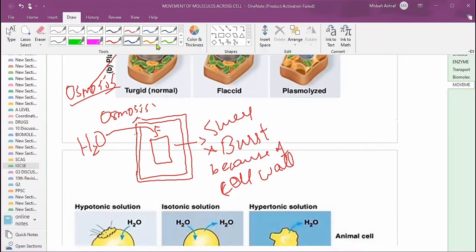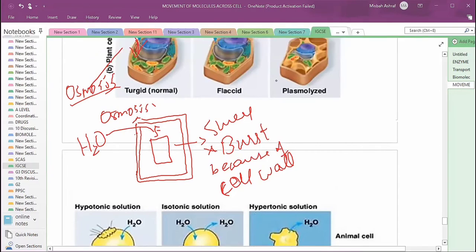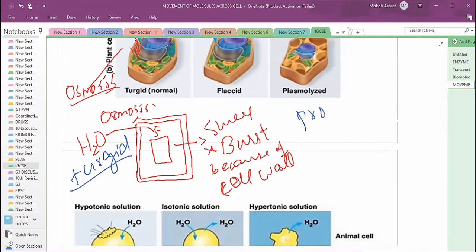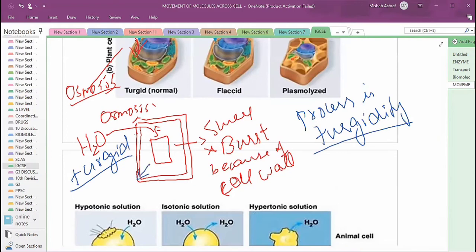Okay, the cell is said to be turgid. Cell will be turgid. And the process is known as turgidity, right? As the water is moving inside, this water will exert pressure on the walls of the cell, and this pressure is known as the turgor pressure.